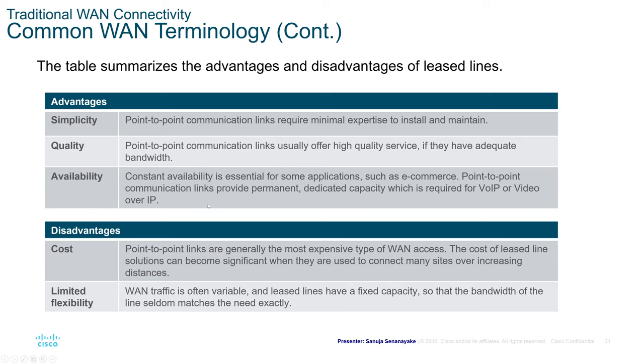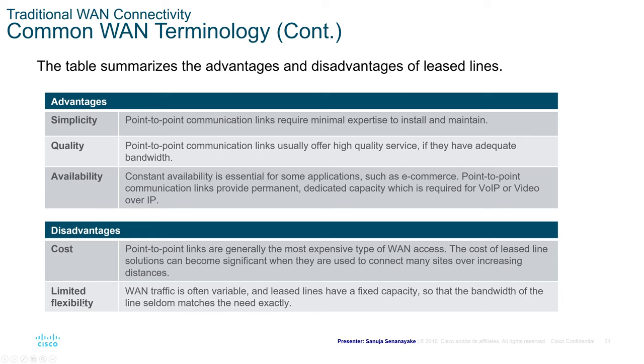Constant availability is essential for some applications such as e-commerce, and also healthcare, for example. Point-to-point communication links provide permanent dedicated capacity, which is required for VoIP or video over IP systems. So you can provide very good quality services for those VoIP and video systems. However, there are disadvantages associated with leased lines. They include cost. Point-to-point links are generally the most expensive type of WAN access. Therefore, the cost of leased line solutions can become significant when they are used to connect many sites over increasing distances. Remember, with leased lines you have a dedicated line, so you are paying your service provider to use that line for yourself and your organization. Therefore, the cost of that line is much more expensive than shared lines.